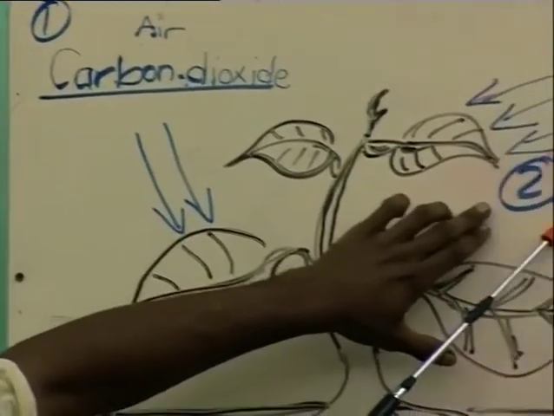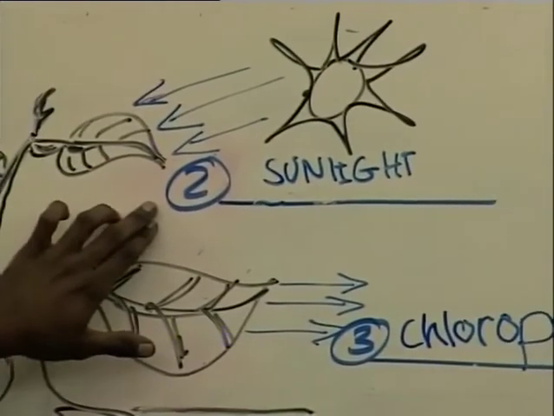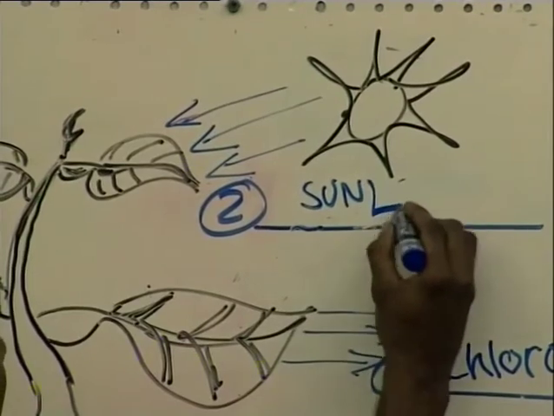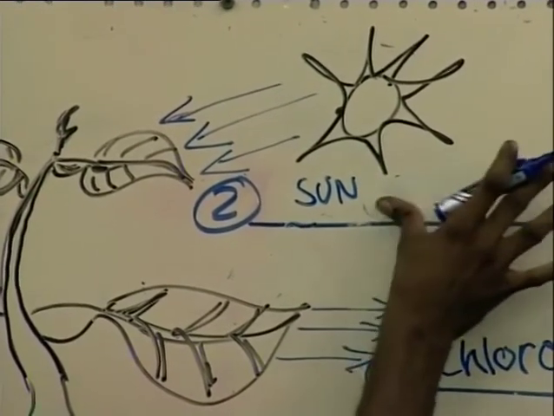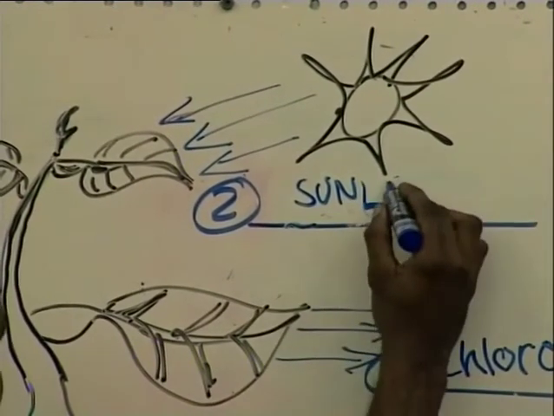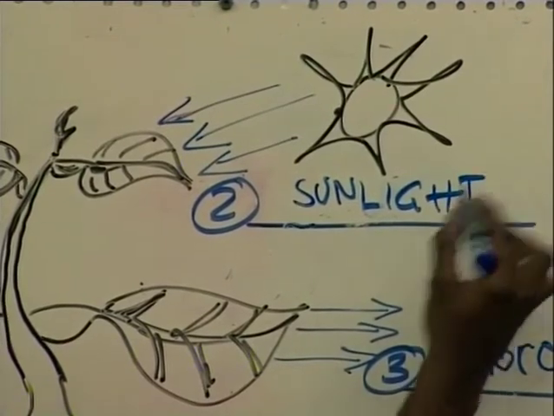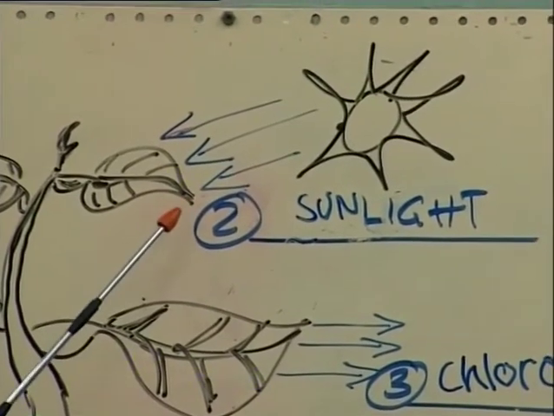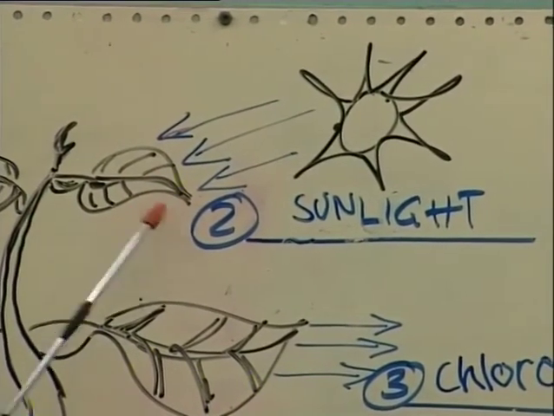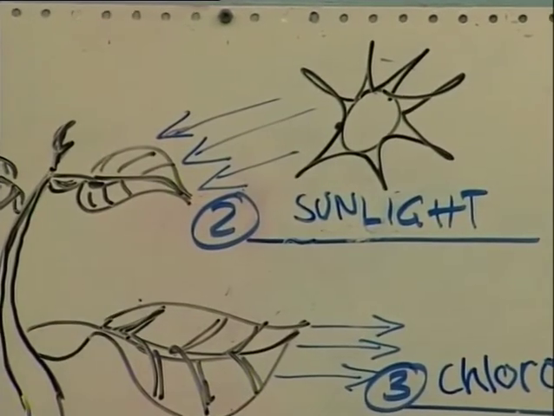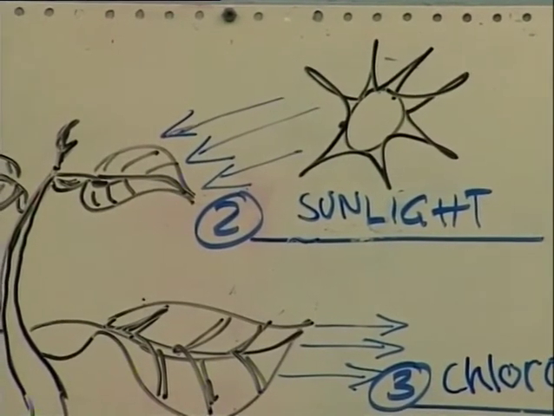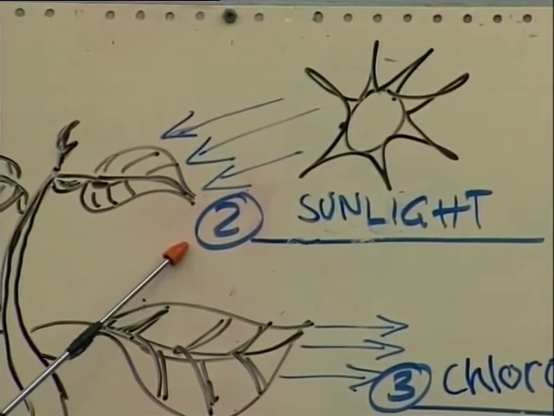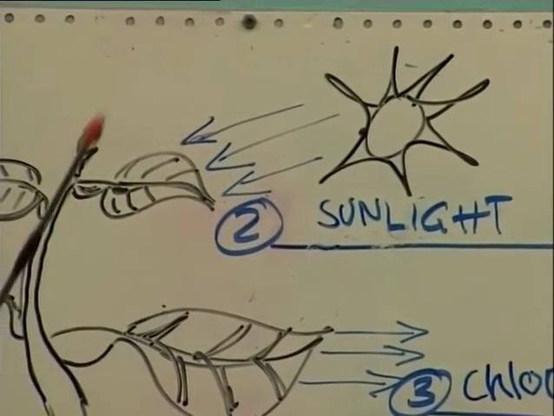Secondly, we need sunlight, which is correct. Sunlight. Also check the direction of your arrow. Where does the arrowhead point to? Okay, received by the leaf is the sunlight, which is needed by the plant also to make their food.